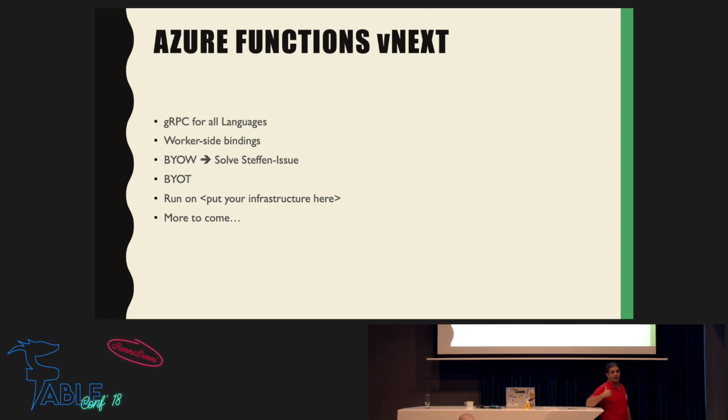Bring your own trigger is the next point. This is much more complicated, and it will probably take some time to get there. But the idea is that I can write my own trigger, so that I watch, let's say, Greg Young's event store, and whenever an event is written to it, I call a function. Then there's running everywhere, which we talked about, and there's probably more to come in the future, we'll see.